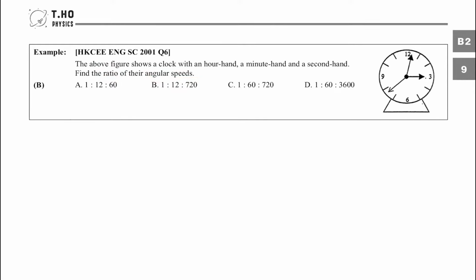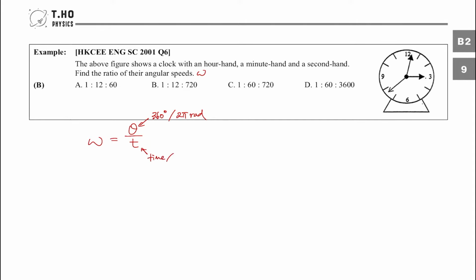So we would like to find the ratio of the angular speed. So we are talking about the omega. First of all, I would like you to know that omega is given by theta over t. That means if we are talking about this hour hand, minute hand, and second hand, they all rotate around the clock. So in one cycle, they have the same theta. They rotate for 360 degrees or 2 pi radian. So theta is basically constant for these hands to complete one cycle.